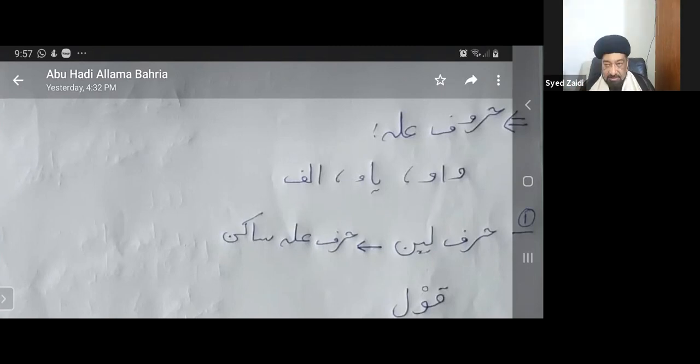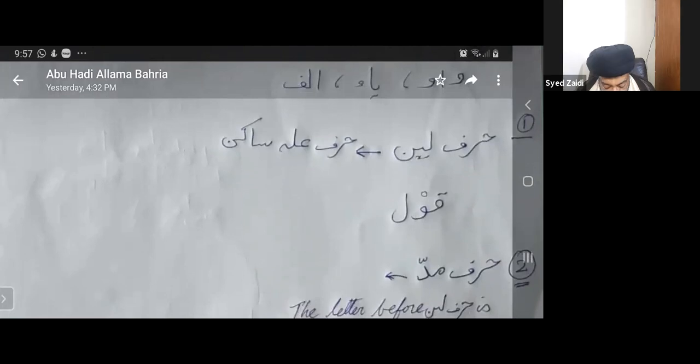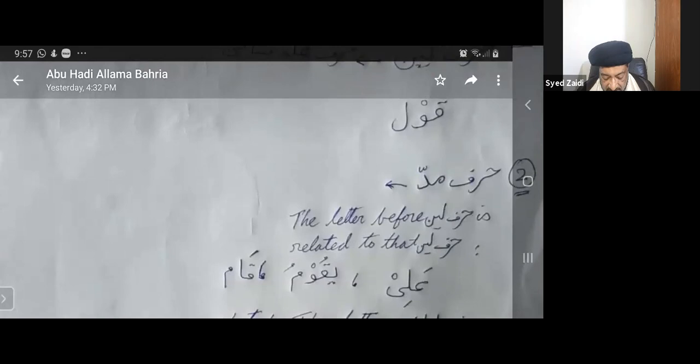Then there is the other kind, number 2. The letter before the harf illa, if it is in relation to the harf illa. What do I mean by in relation? Some of the signs are what you can call friendly to these letters, waw, alif, and ya. Let me explain a little bit.